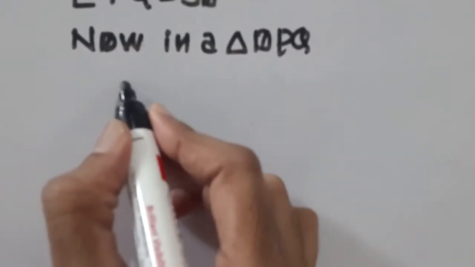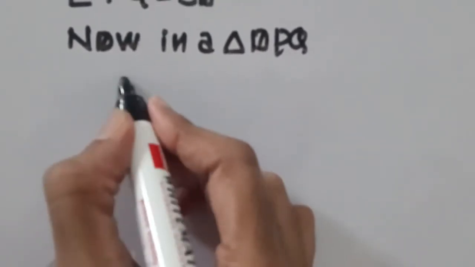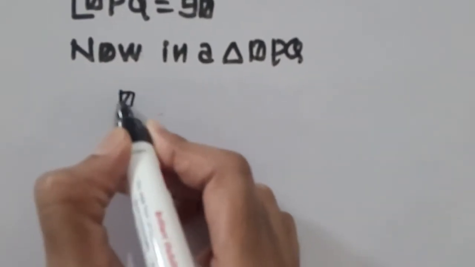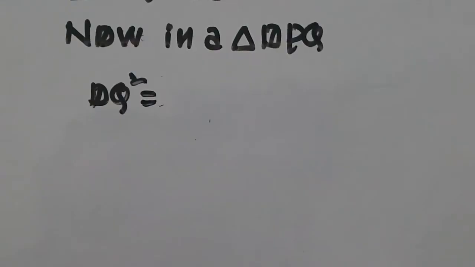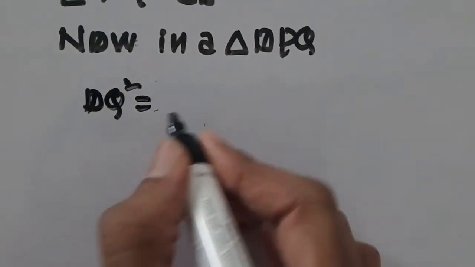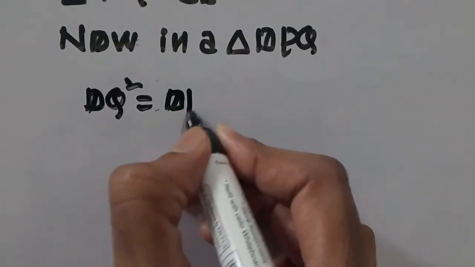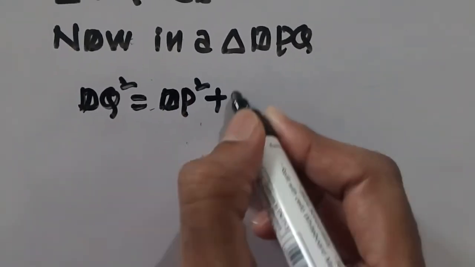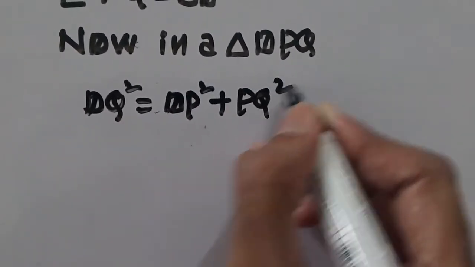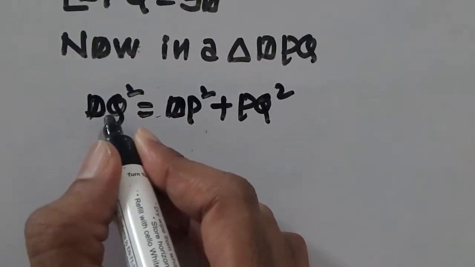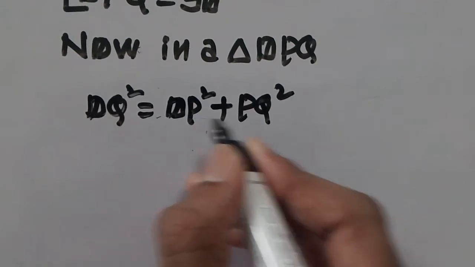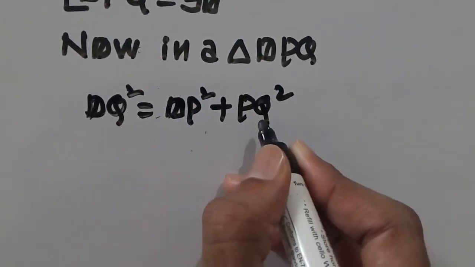Just now I said OQ square is equal to OP square plus PQ square. Hypotenuse square is equal to side square plus side square, or else hypotenuse square is equal to perpendicular square plus base square, according to Pythagoras theorem.